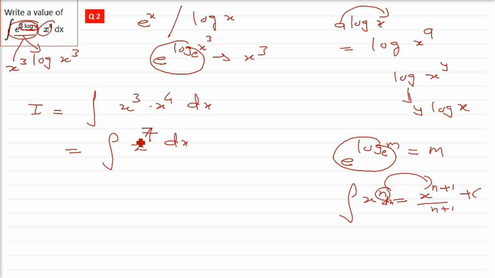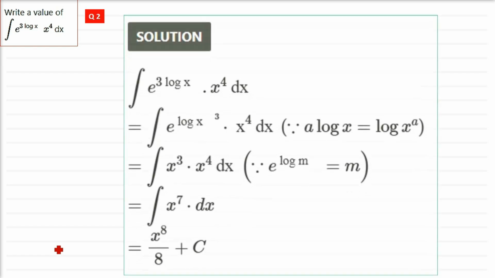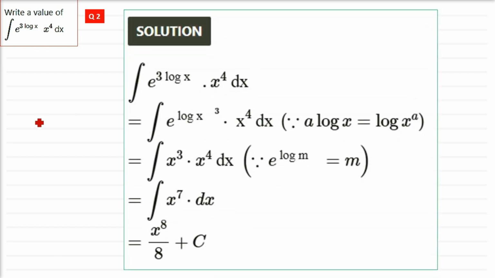So whatever n is there, that is in this case 7, you can use it. So it will be x raised 8 divided by 8 plus constant of integration. This is your integral. Now this is how you're going to write it, because I told you very deeply what all concepts are used here, but this is how you have to actually write it.